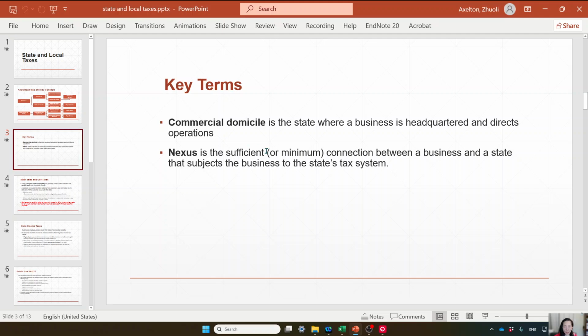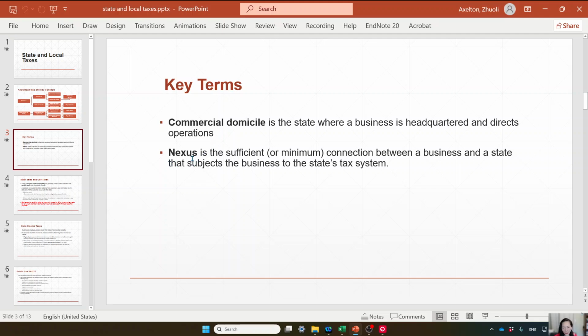Okay, the key terms in this case, I'm going to quickly go through. A commercial domicile is the state where a business is headquartered and directs operations. This is similar to physical presence. So by default, where the business is domiciled, for that state, that business will be subject to taxation.